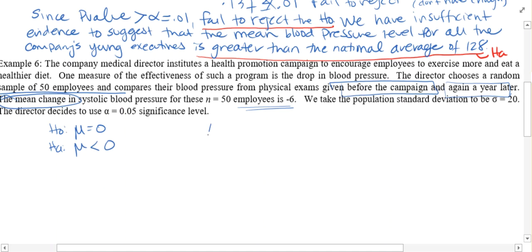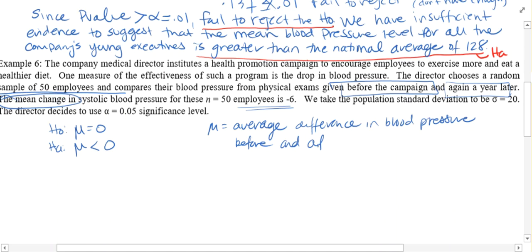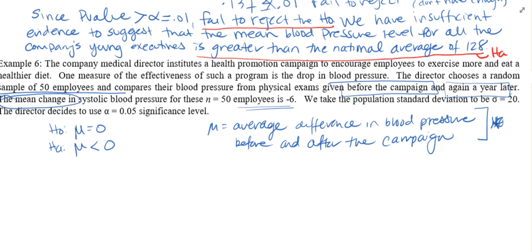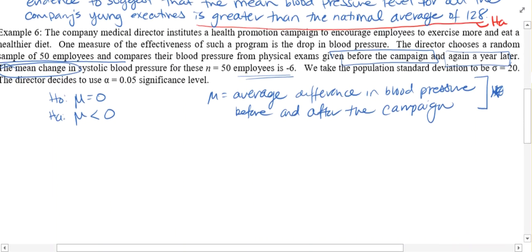Okay, so we want to just define our mu as the average difference in blood pressure before and after the campaign, the promotional health campaign. This part where you define what your variable is, they look for on the AP exam. So they want you to define it. It doesn't have to be fancy, you just take it from the context of the problem, but it needs to be on your paper.